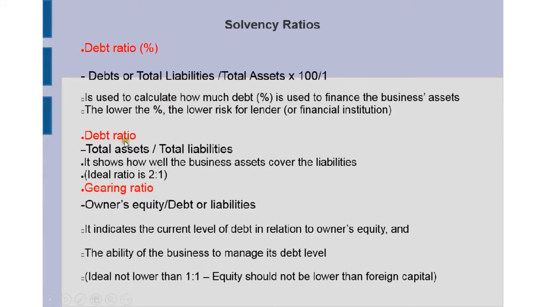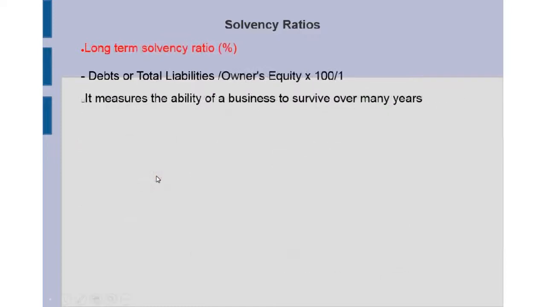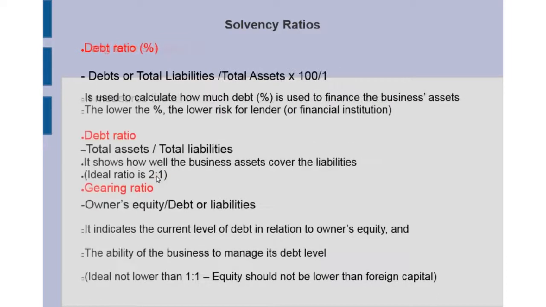We can also calculate the debt ratio, the next one there, as a ratio, as this to that, how many rands of our one will go into the other. And there we can take the total assets divided by the total liabilities. So you can see that now the formula has swapped around because we're not calculating the percent. So this shows how well the business assets cover the liabilities. And the ideal ratio for this one is 2:1, two assets to every one liability that you've got.